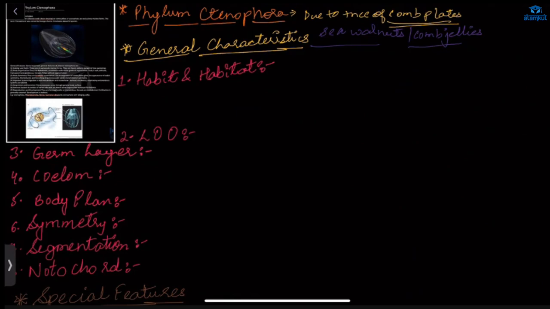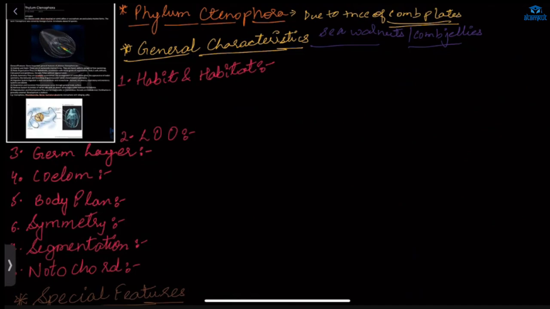Okay, so as we have studied the whole sequence in phylum Porifera and phylum Coelenterata, the same sequence will go here too: habit and habitat, level of organization, germ layer, coelom, body plan, everything. Until we reach phylum Echinodermata and phylum Hemichordata, this whole sequence will go on like this. So I have written the sequence in advance.